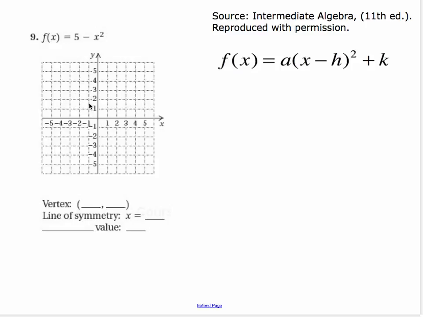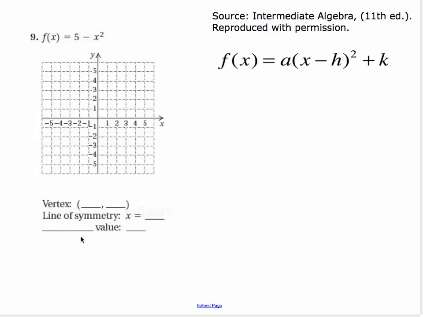Here's a question where you are asked to graph this quadratic function. To graph it, what we need to do is find out information about it. Specifically, they want to know the vertex, line of symmetry, and whether it has a maximum or minimum value, and what that value would be. You can also look for x-intercepts and y-intercepts and other information, but this is all they want to know.